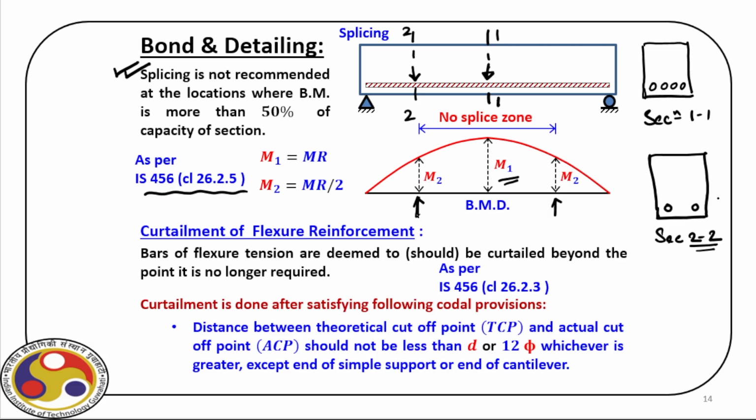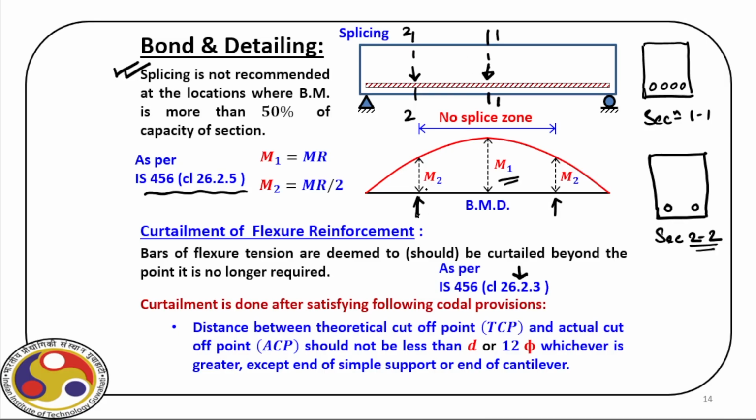So bars under flexure are deemed to be curtailed beyond the point where they are no longer required, and that is as per 26.2.3. However, curtailment should be done after satisfying the codal provisions. What are they? The distance between the theoretical cutoff point and the actual cutoff point should not be less than d or 12 phi, whichever is greater, except at the end of a simply supported beam or the end of a cantilever.